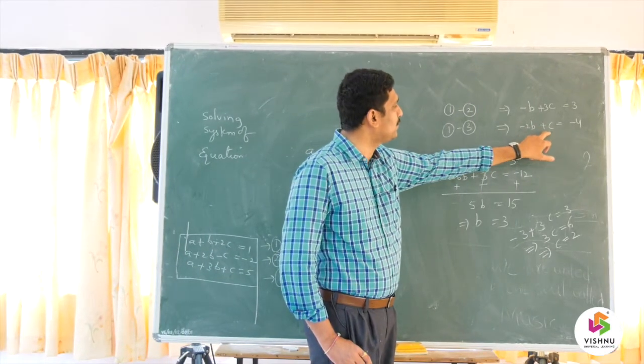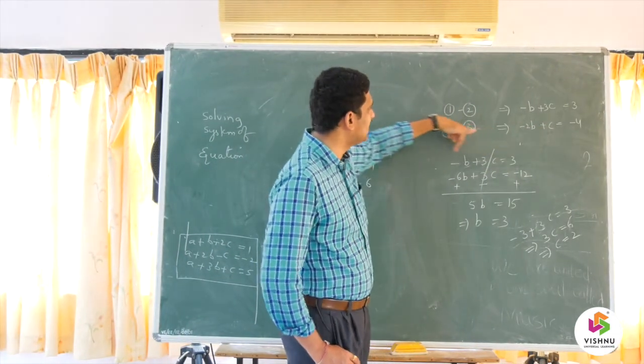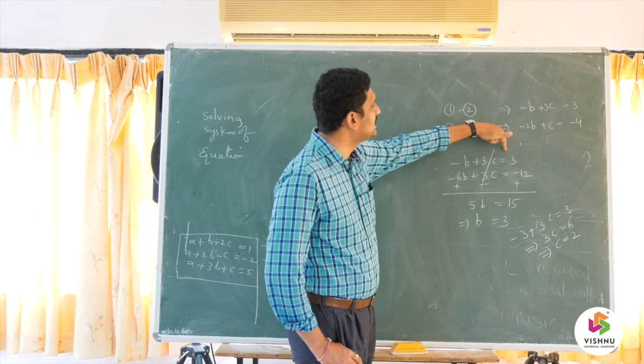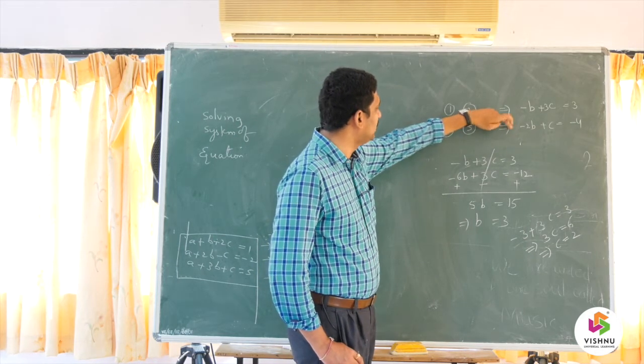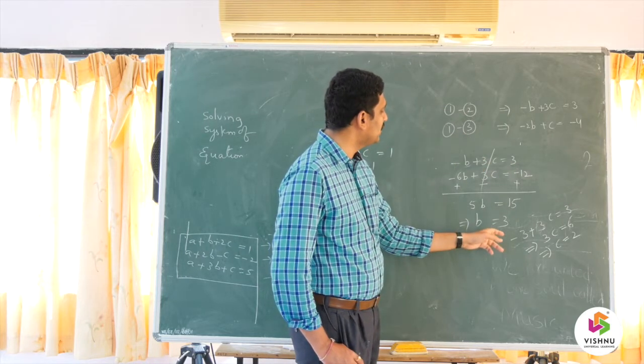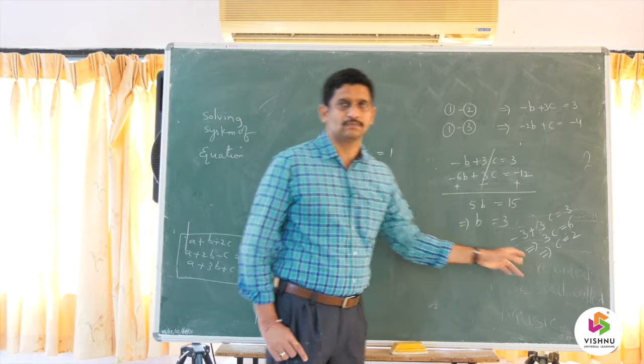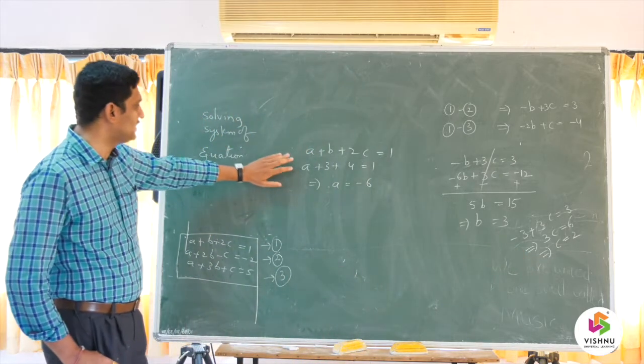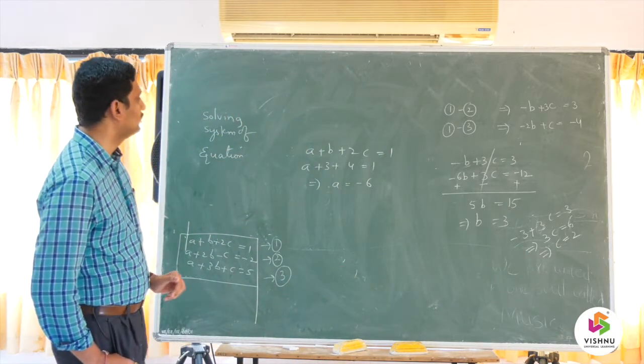Now I have calculated the symbol C here. So for this I have multiplied with 3. So first equation remains as it is. So minus B plus 3C is equal to 3. Multiplying with 3, it is minus 6B plus 3C is equal to minus 12. On solving, I will get B is equal to 3 and C is equal to 2. So substituting here, I will get A is equal to minus 6 here, right?